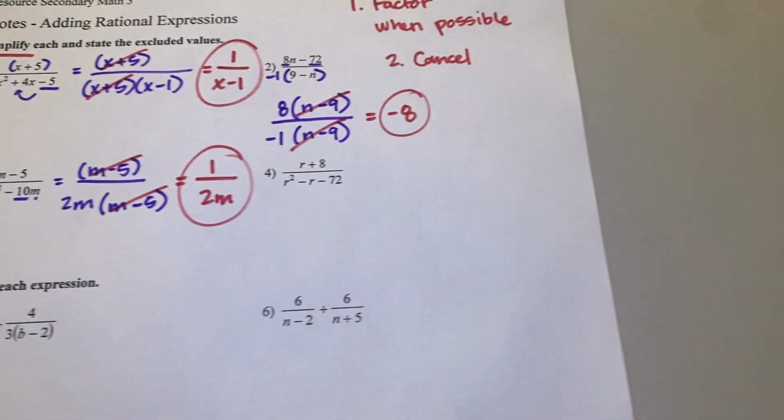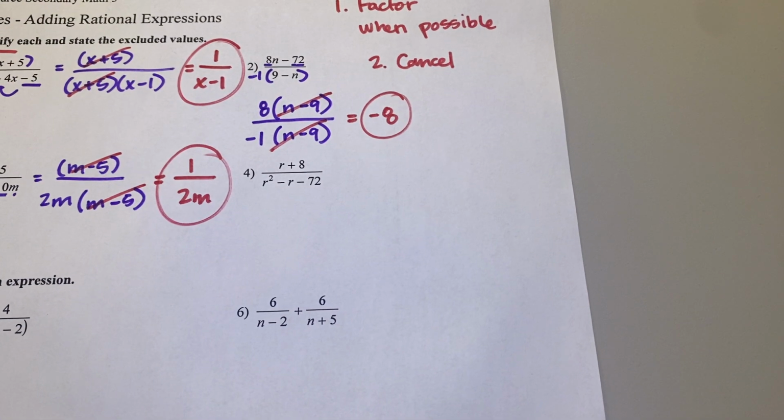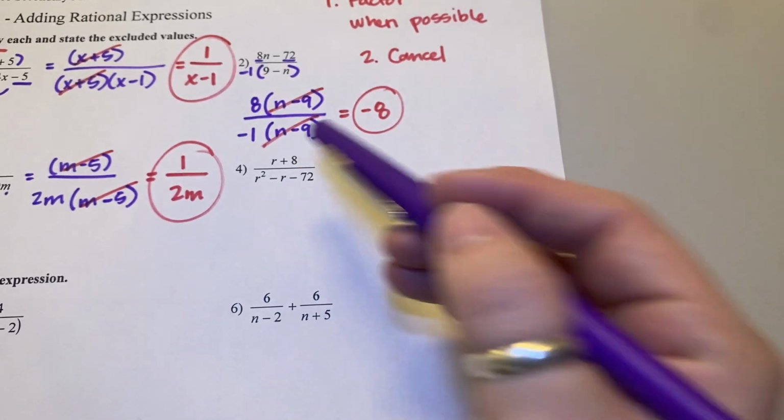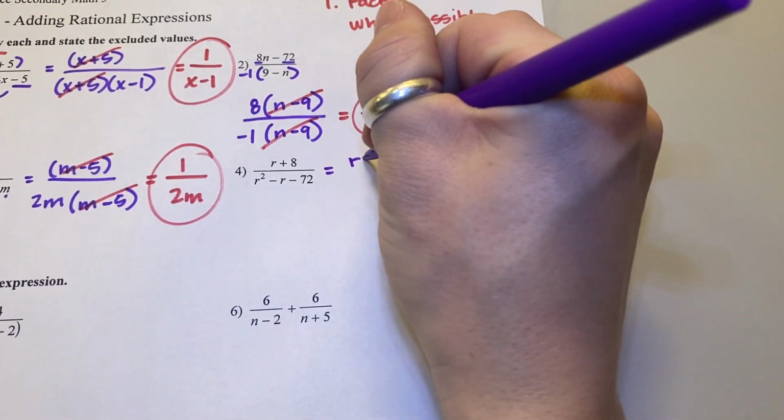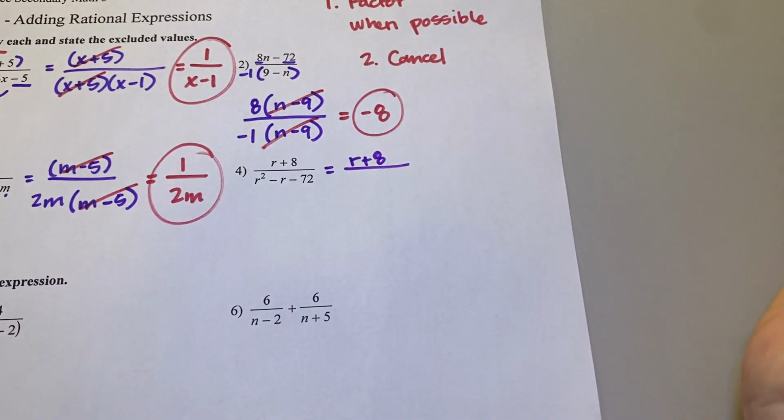Okay, last one where we're just factoring and canceling. Then we'll get to the real stuff. My numerator, r plus 8. Can I factor? No. So let's just keep them the same. r plus 8 on top.